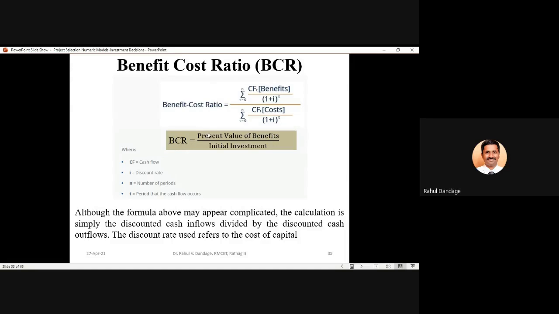And how to calculate the present value of benefits, PVB? That is nothing but the summation of cash flows of benefits divided by (1 plus I) raised to T, summation of all the cash flows for period T equal to 0 to T equal to N. Although this formula may appear complicated, the calculation is simply discounted cash inflows divided by discounted cash outflows.